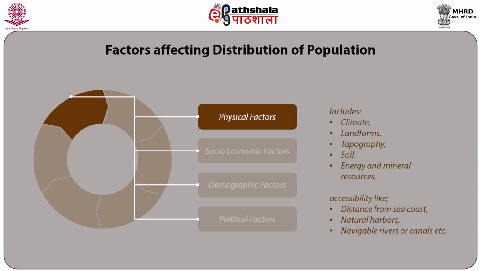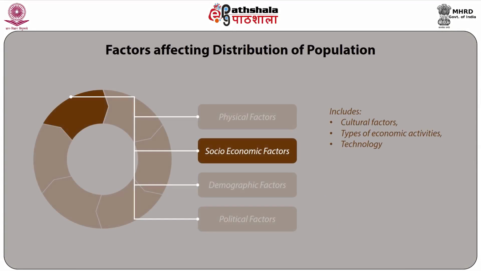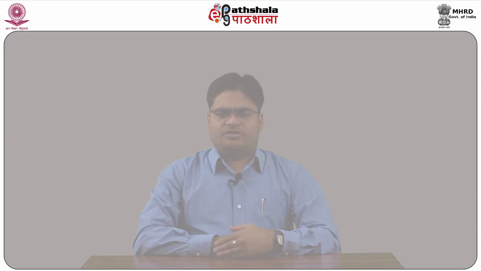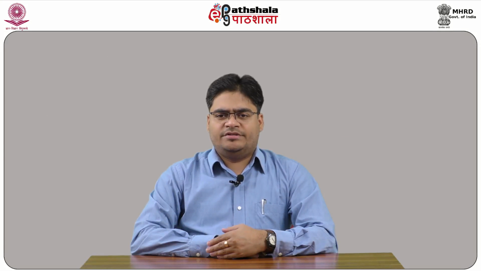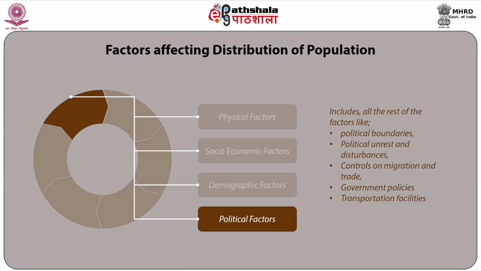The physical factors mainly include the climate, landforms, topography, soil, energy and mineral resources, and accessibility, like distance from sea coast, natural harbors, navigable rivers or canals, etc. The socio-economic factors include cultural factors, type of economic activities, technology, type of farming, and social organization. The demographic factors include changes in natural increase and migration. All the rest of the factors, like political boundaries, political unrest and disturbances, controls on migration and trade, government policies and transportation facilities, comprise the political factors.